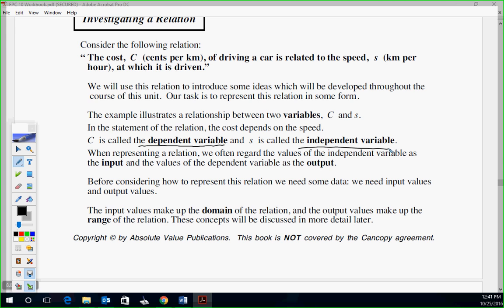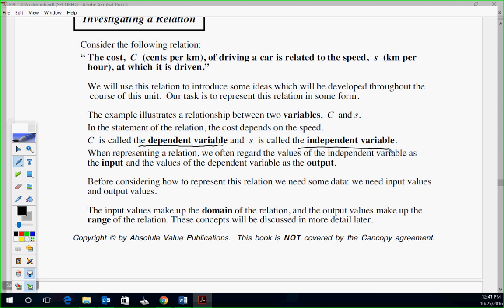Therefore, time of day is your independent variable, and temperature is your dependent. Time of day is independent because that is what determines the dependent variable of temperature. When we represent a relation, we often regard values of independent variables as inputs. Independent in general will be your x's. Your x's are your independent variables. Your y's will be your dependent.